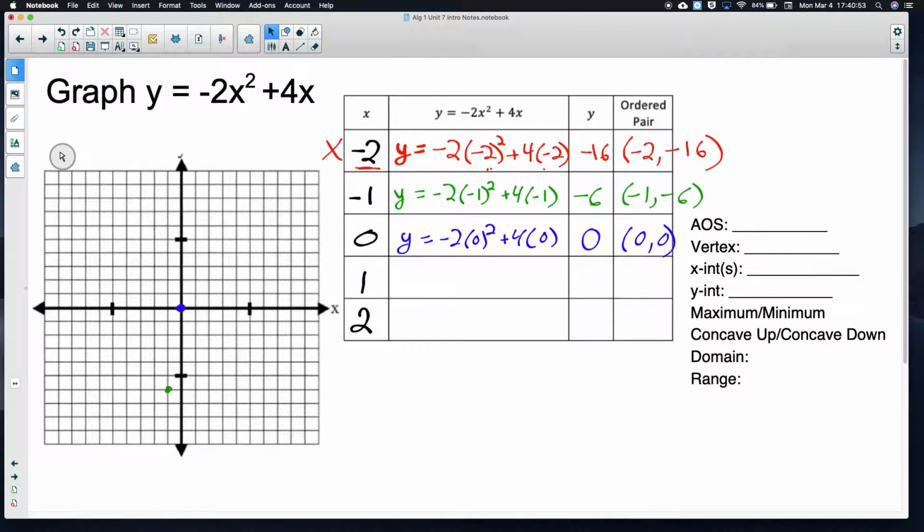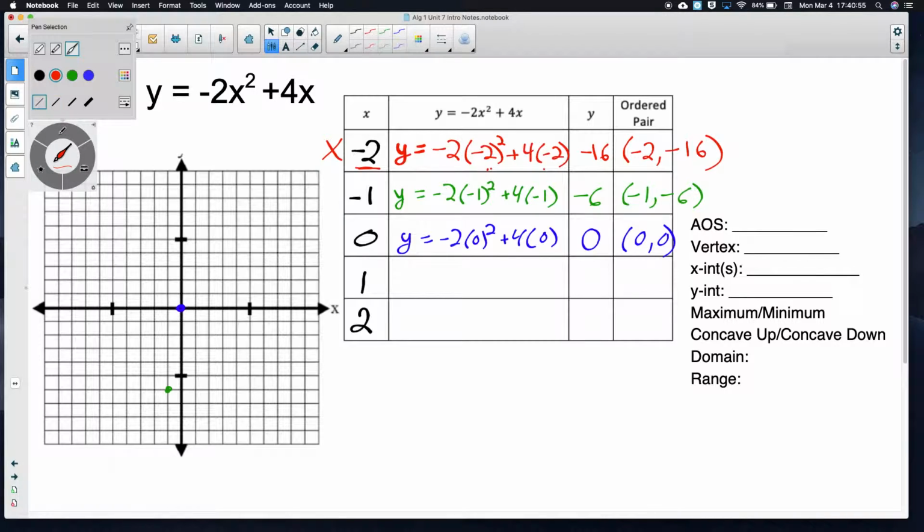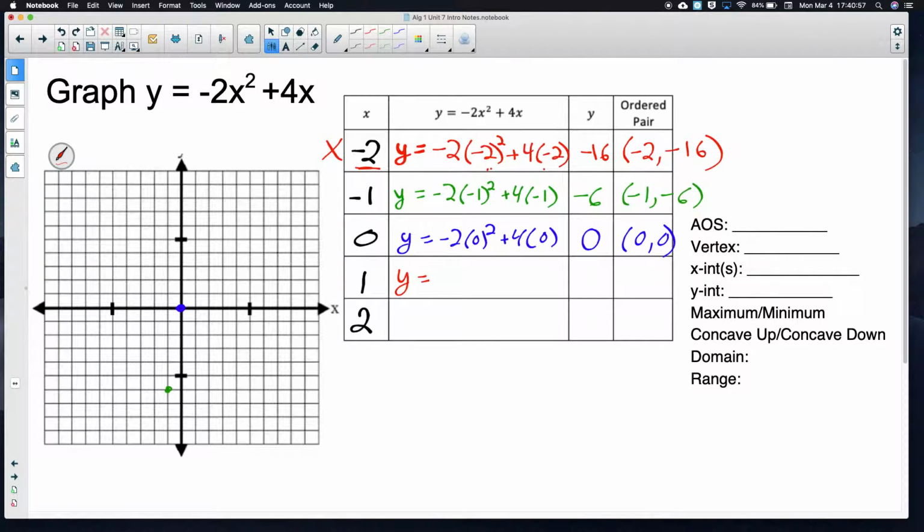If I plug in 1, y is going to be negative 2 times 1 squared plus 4 times 1. If I simplify that, I get 2. So (1, 2) is going to be a point.